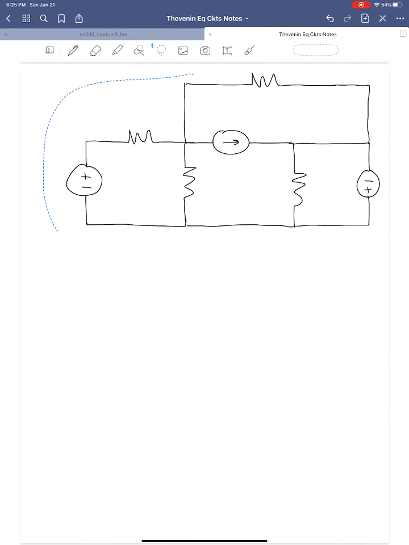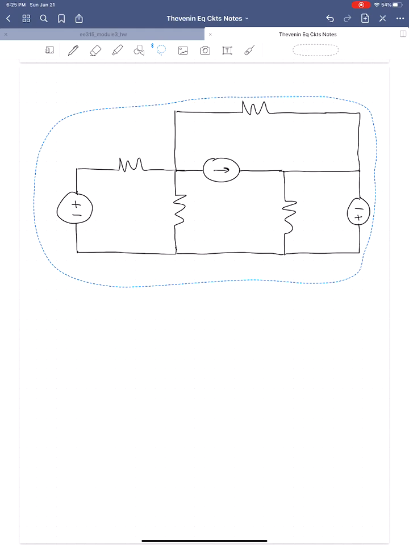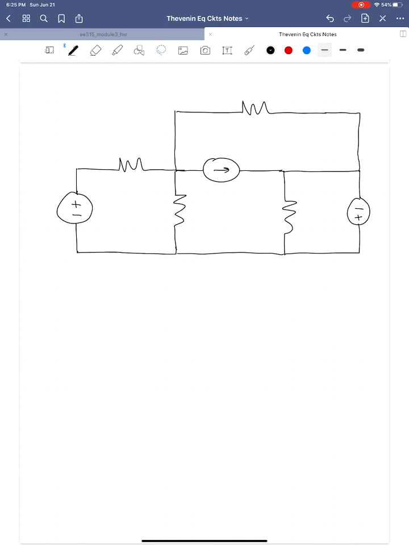And I'm going to pull this circuit down a little bit because I'm way at the top of the page. There we go. All right, so this is an 8 ohm resistor. This is a 5 amp source. This is a 10 volt source. This is a 2 ohm resistor. This is a 3 ohm resistor. This is a 4 volt source. And this is a 5 ohm resistor.